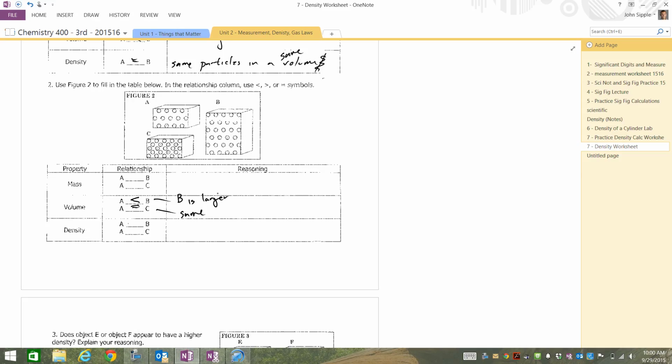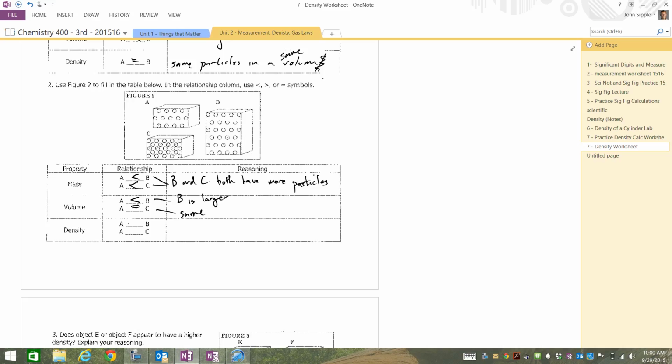Okay, what about the masses here? So Nicole, what do you have for the masses, the relationships there? Good. And what is your reasoning for A and C? Okay, so very good. So B and C, it doesn't matter what block you look at, they both have more particles. Very good. More particles. All right.